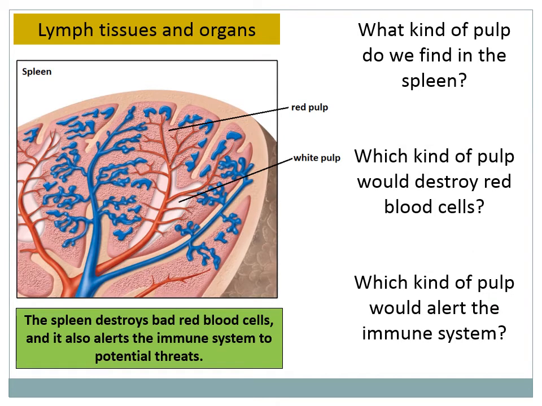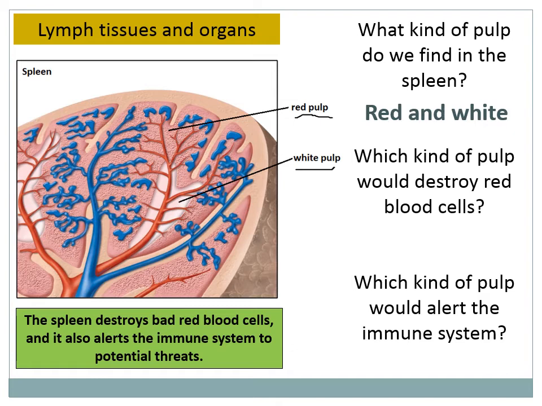Now we're taking a look at the spleen. Okay, so the spleen is here. Down in this little green box here to the bottom left, you see that the spleen destroys bad red blood cells. It also alerts the immune system to potential threats, so that's kind of the spleen's job. Looking at the figure here, what kind of pulp do we find in the spleen? We can see that here we have both red and white pulp in our spleen.